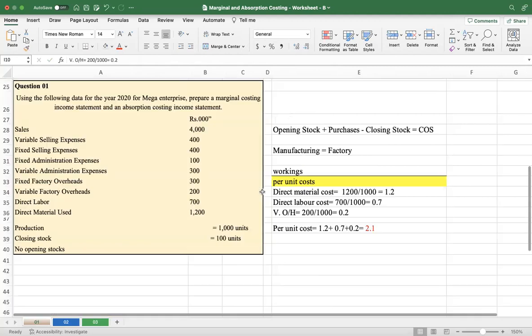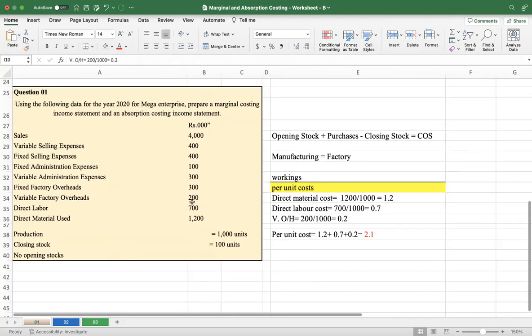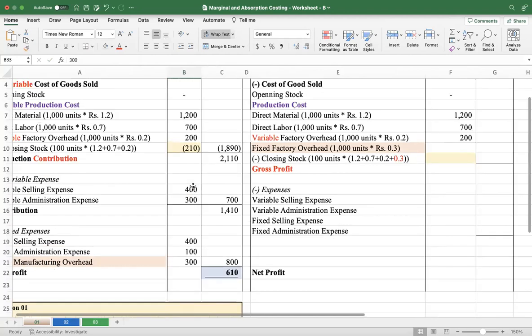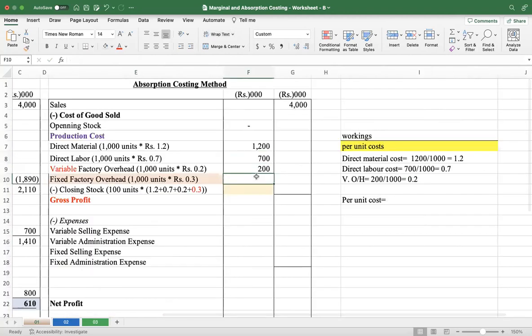What is the fixed factory overhead now? Refer to your question, 300. So fixed factory overhead is 300 rupees. Now here, since we are preparing the account according to absorption costing, we don't have to take variable costs only. We don't have to find the contribution. We can just find the gross profit by deducting the cost of goods sold from sales.